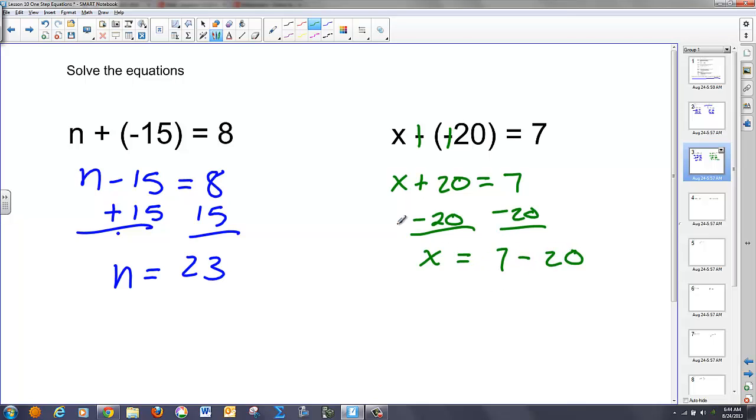Well, again, subtraction, we can think of that as adding the opposite. So I add the opposite of 20, and I end up with negative 13. Because 20 carries the negative sign, I keep the negative and subtract the two numbers, 20 minus 7.